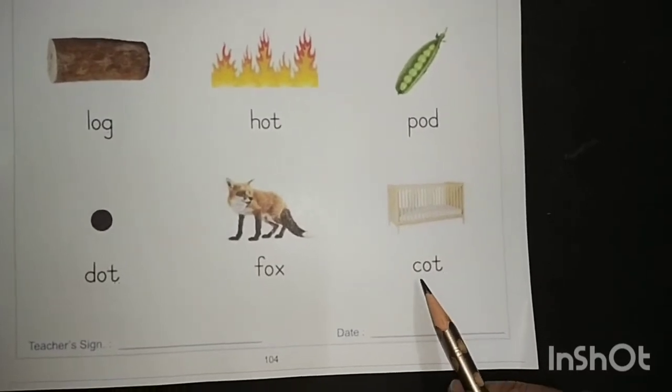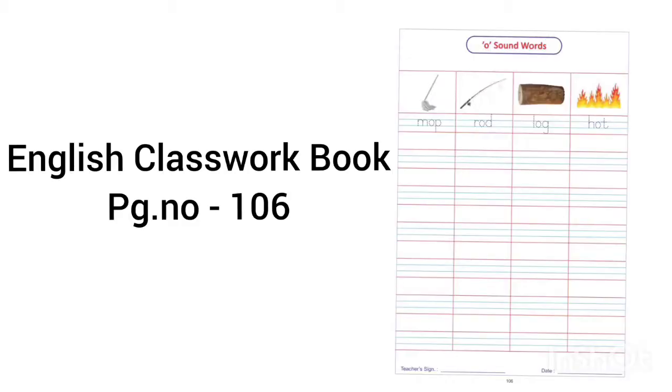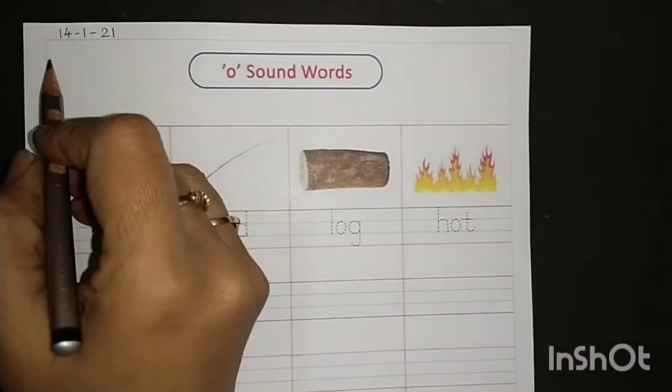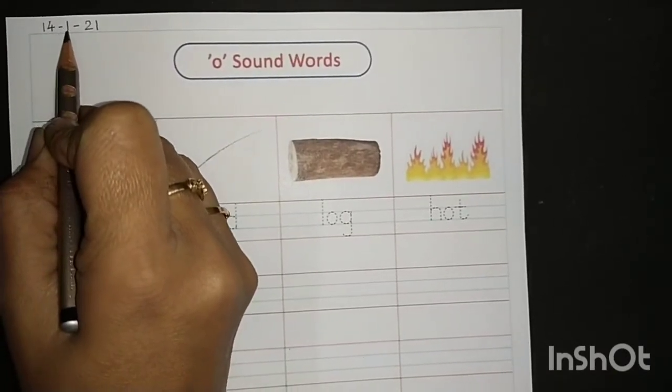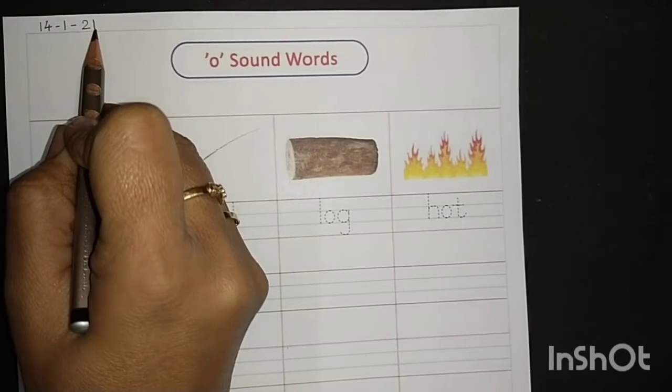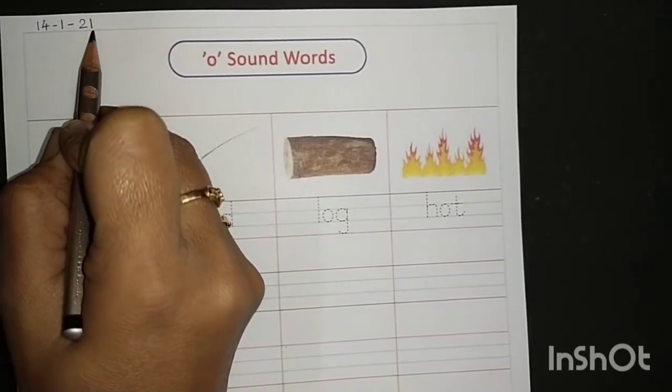C-O-T cot. So kids, now we will write some more O sound words in our English classwork book, page number 106 and 107. Kids, first we will write today's date, 14th January 2021.